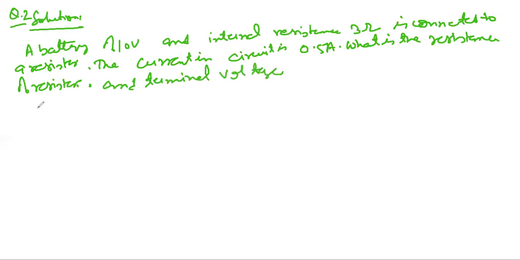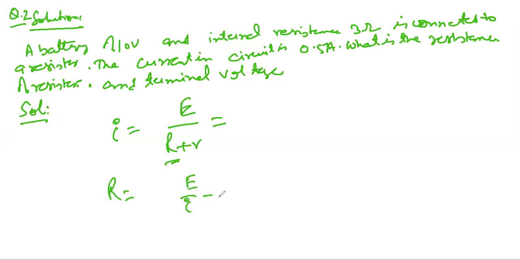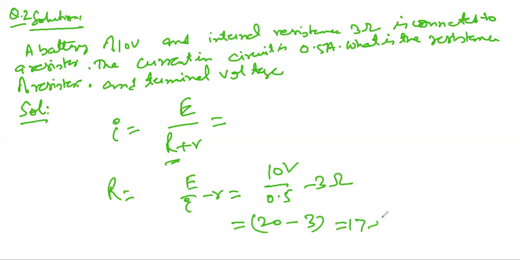So let us do it. I is equal to capital E divided by R plus r. We have to find this capital R, so make it the subject. R is equal to E upon I minus r. So in place of E write 10 volt, I will be 0.5, r will be 3. So this will become 20 minus 3. That is 17 ohm.